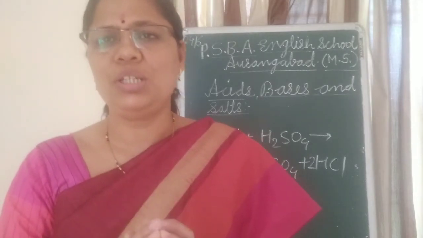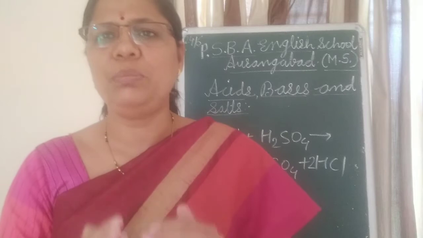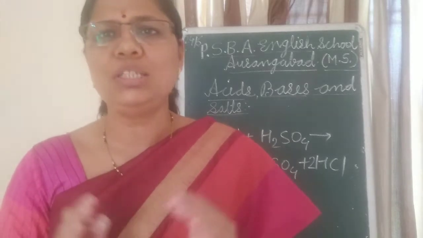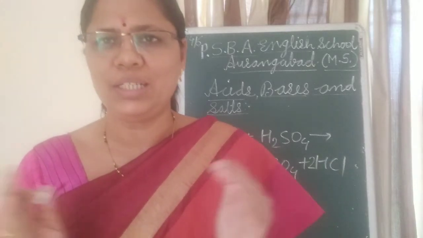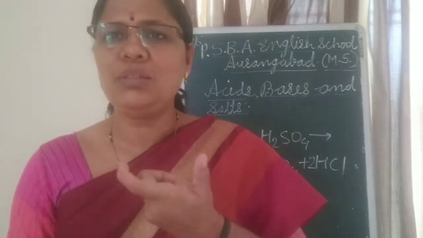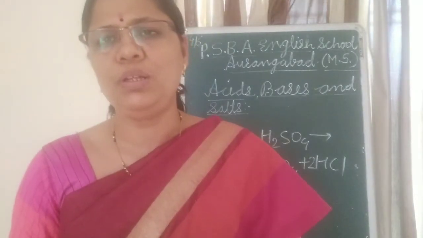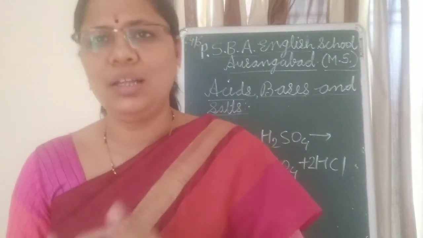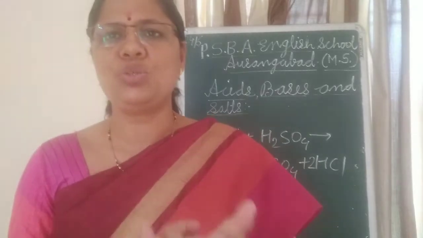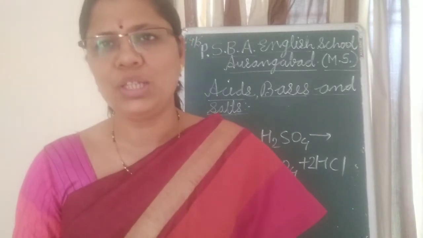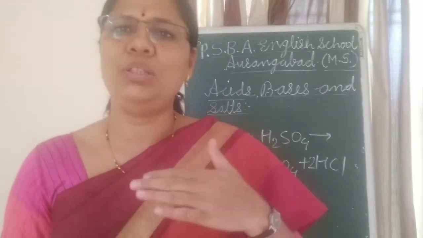Hydrogen ions are produced in the presence of water, not in the absence of water. And that is why only when we are taking that moist blue litmus paper, it is changing its color, that is blue to red, which shows the acidic nature. Okay children, so this is all about the activity.